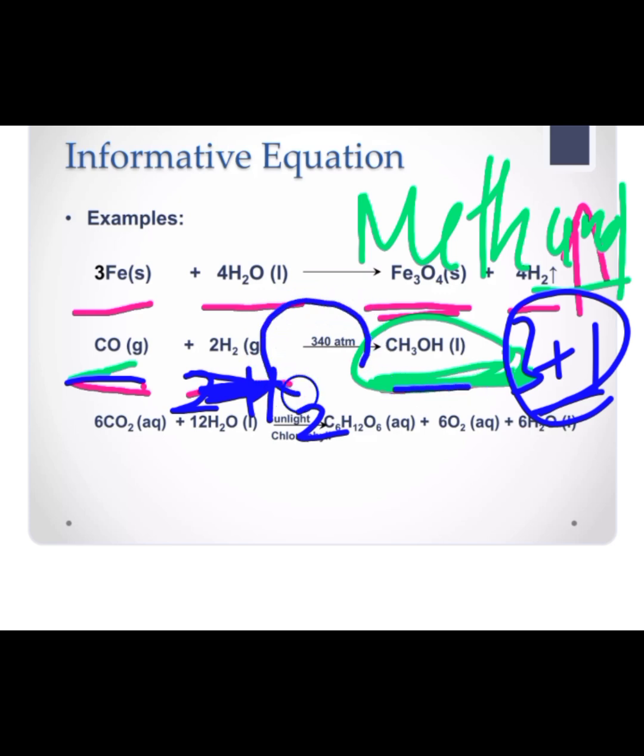At the given pressure, this is the unit of pressure, atm is the atmosphere. So the given pressure for this equation is 340 atmosphere.